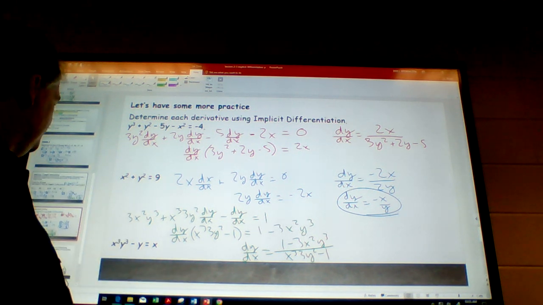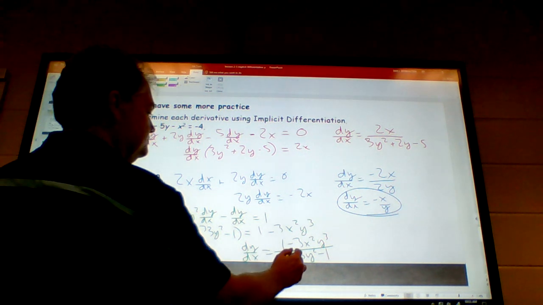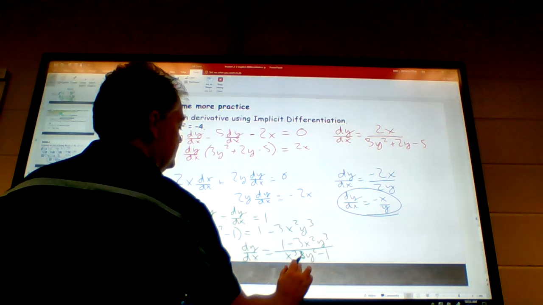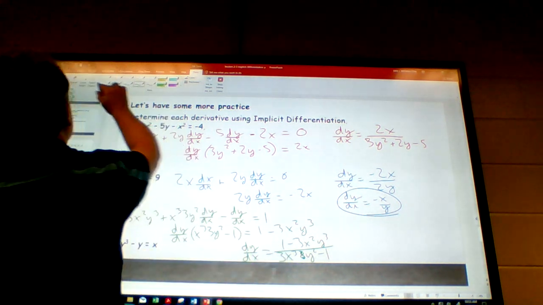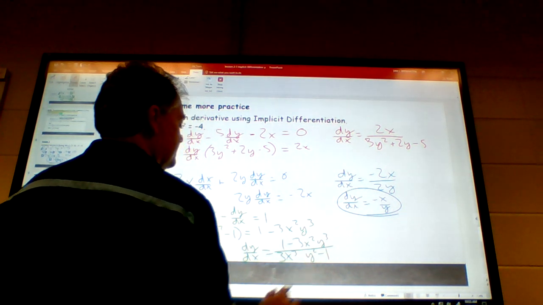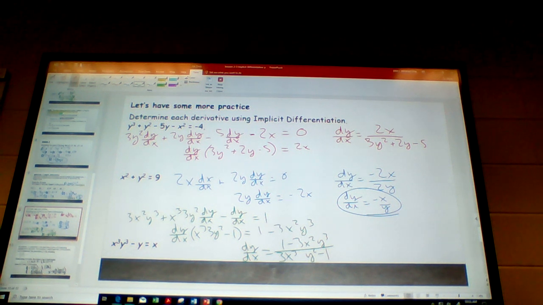And actually, I should probably move this 3 over to the other side. So I'm going to do that, and then I'm just going to erase it right there. All right, there we go. Okay, that's that.